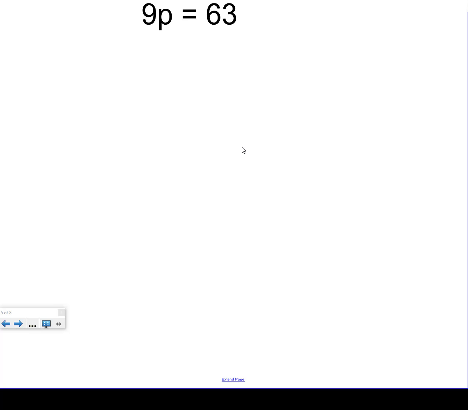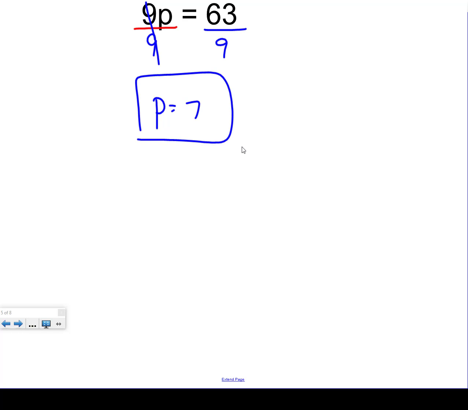All right, I need letters on one side, numbers on the other side, and this right here is what's holding me up. The 9 and the p are touching. When things are touching, what is happening between them? It's multiplication. How do you undo multiplication? You divide by whatever it is that you want to go away. In this case, we want the 9 to go away because we want p all by itself. What I did to one side, I need to do the other side. And so I divide the other side also by 9. 63 divided by 9 gives me 7. They're both positives, signs are the same, so the answer is positive 7.